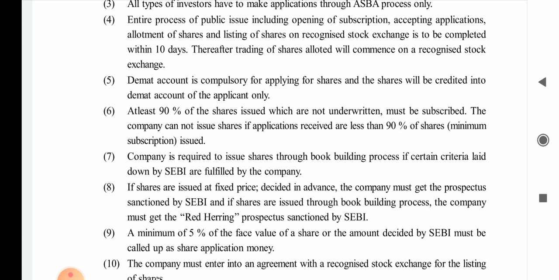Thereafter, trading of the shares allotted will commence on a recognized stock exchange. See, after the listing on the recognized stock exchange, then and only then should the transactions be done. Otherwise, it will not be purchased or sold.